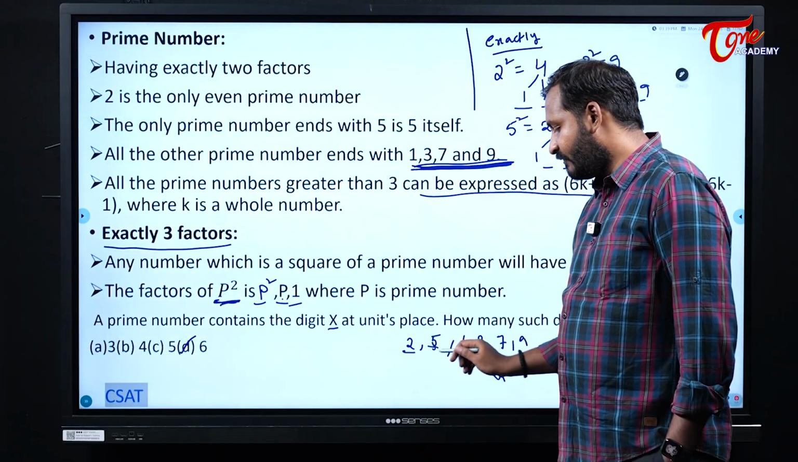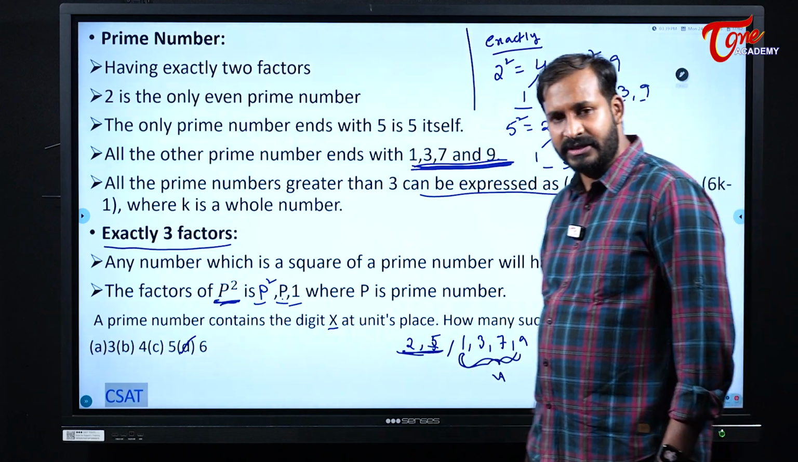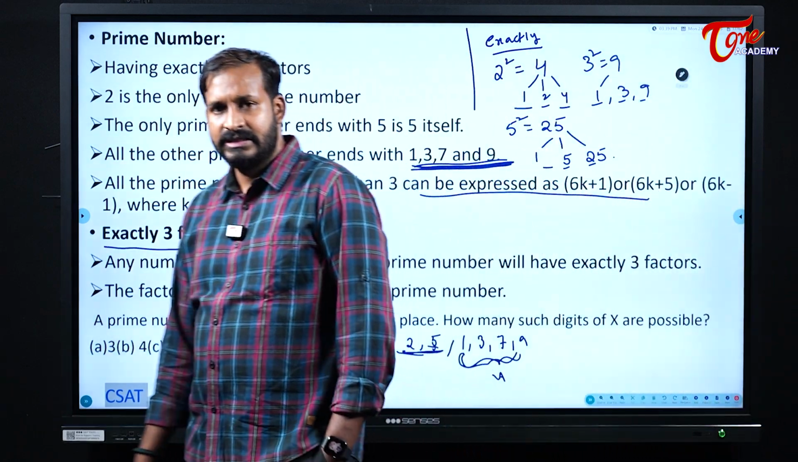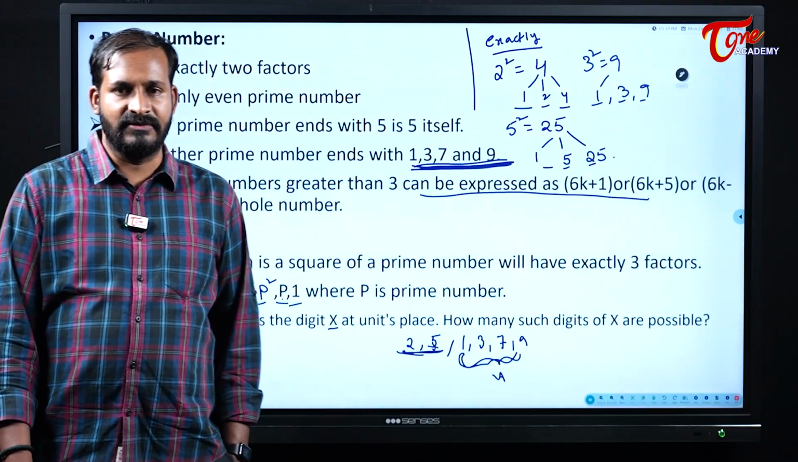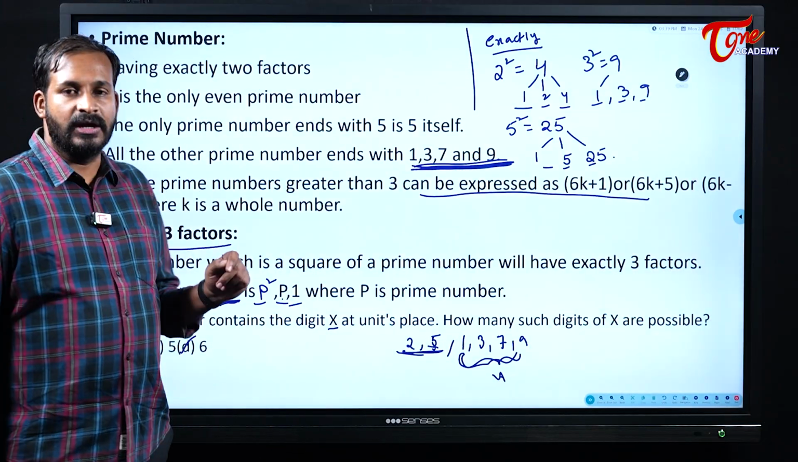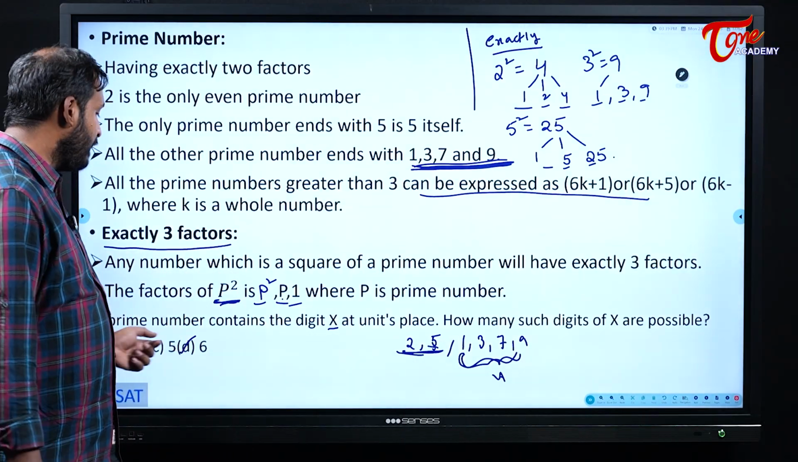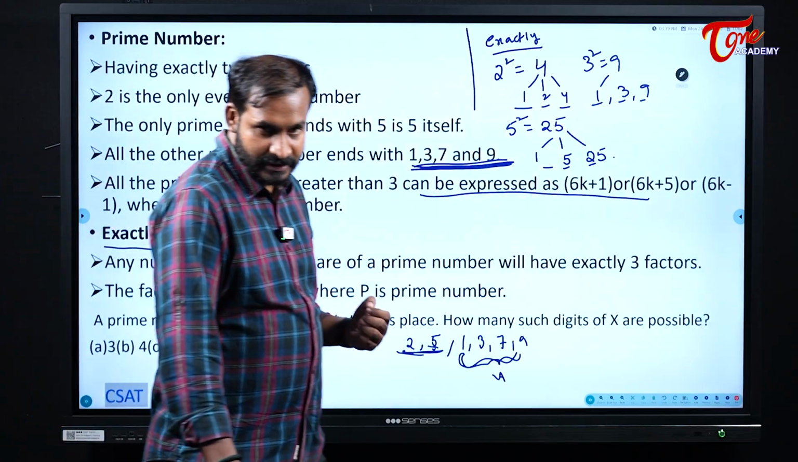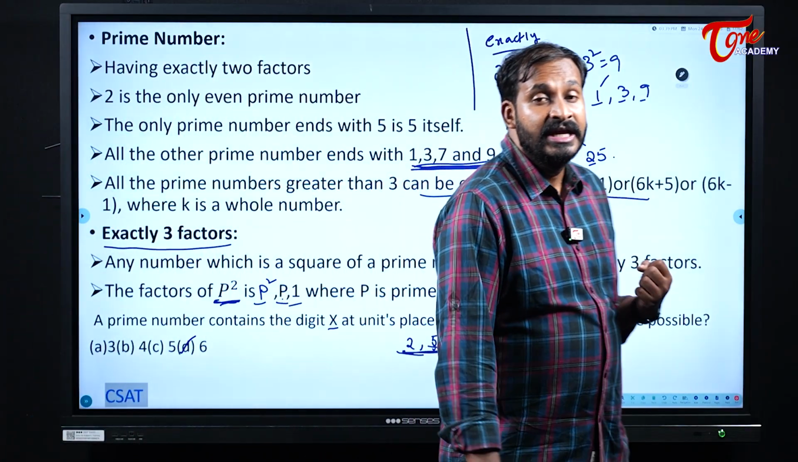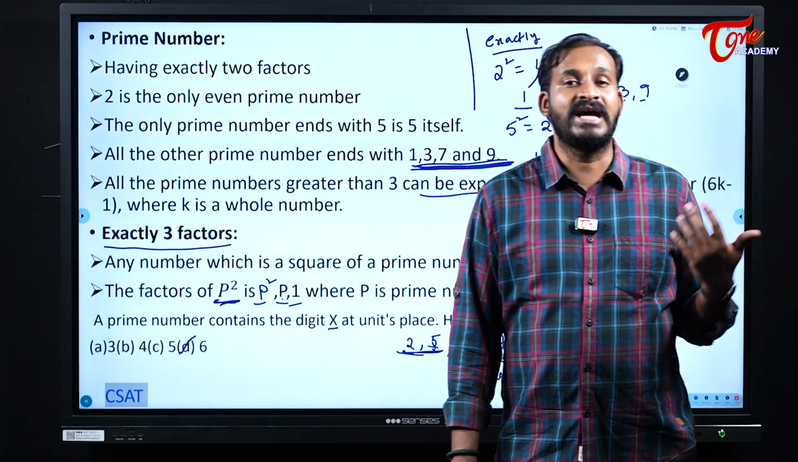Don't forget this 2 and 5, students. Most of the students will take only, okay, all the prime numbers end with 1, 3, 7 and 9. Yes, all the prime numbers end with 1, 3, 7 and 9. That is good. But 2 and 5 are also there, right? We should consider 2 and 5. For example, if the question is like this, a 2-digit prime number ends with x, then how many chances of x are there?